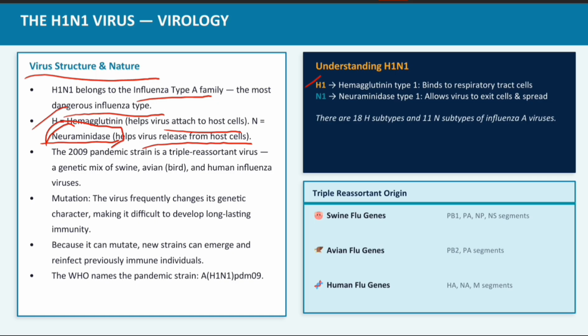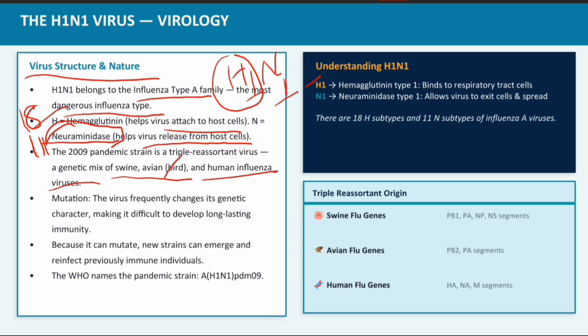And if you see here H1 and N1, we are seeing 1, right? For hemagglutinin there are 18 types, and 7 types of neuraminidase are there. You can understand the possible combinations of influenza viruses. As I mentioned, the pandemic strain is a triple reassortant, meaning it is a genetic mix of swine, avian (bird) and human influenza virus.